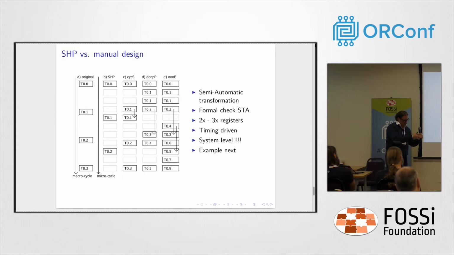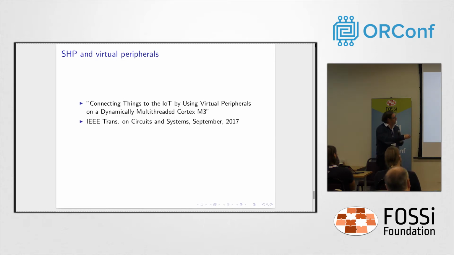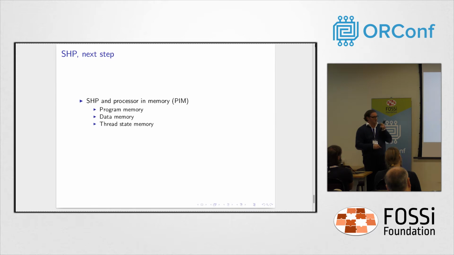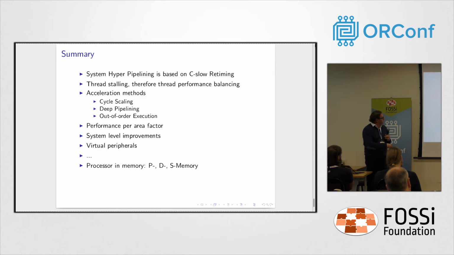So performance per area is one thing. The other thing is, for example, when you run virtual peripherals, like we had with the minions, and when they use a multi-threaded system hyperpipelined version, they can run way more virtual peripherals on it. I have a paper based on a Cortex-M3 design in the current transactions. So I hope the minion guys will use system hyperpipelining on the minions to run virtual peripherals very efficiently. And there are other improvements on system level I'm working on.